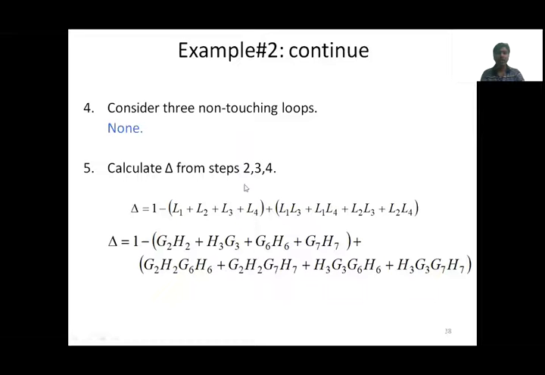Okay, three non-touching loops anyhow not there, you can leave it. Then delta calculation. Delta formula is delta is equal to 1 minus of sum of the individual loops L1, L2, L3, L4 plus sum of the non-touching loops, two non-touching loops. So L1, L3 is the first non-touching, second non-touching L1, L4, third non-touching is L2, L3, fourth non-touching is L2, L4. The sum of these non-touching loops. So three non-touching loops are not there, so remaining terms you can remove. Therefore, delta after substituting L1, L2, L3, L4, we will have delta is equal to this much.